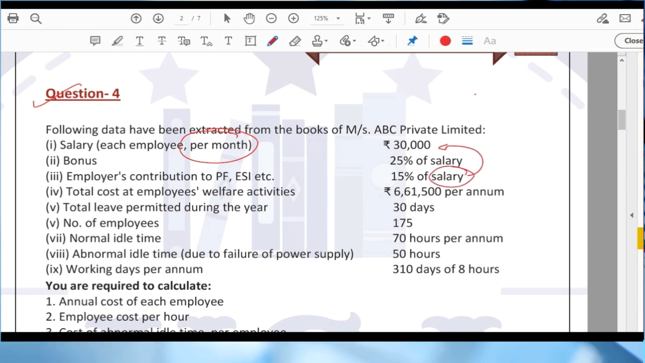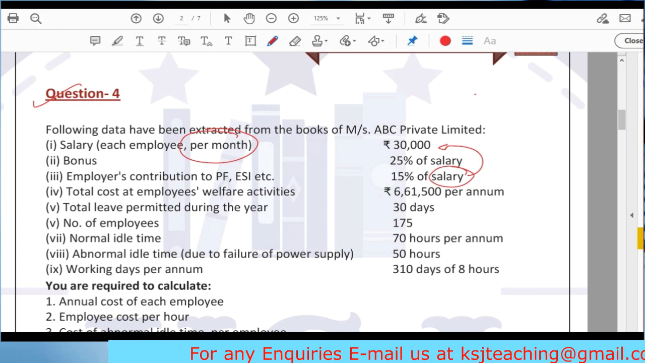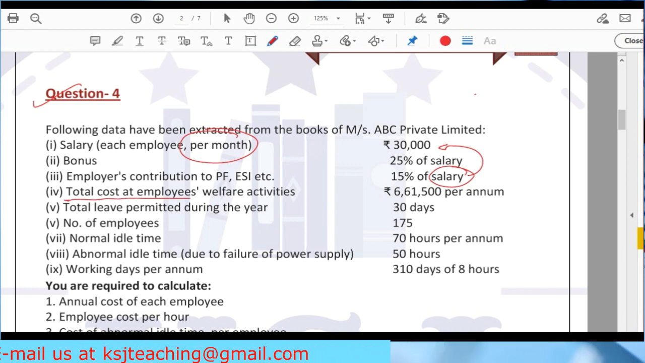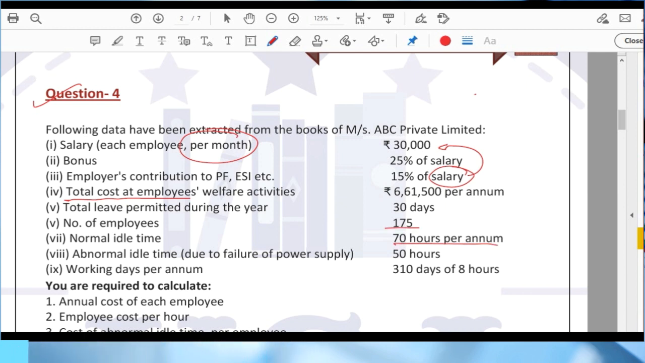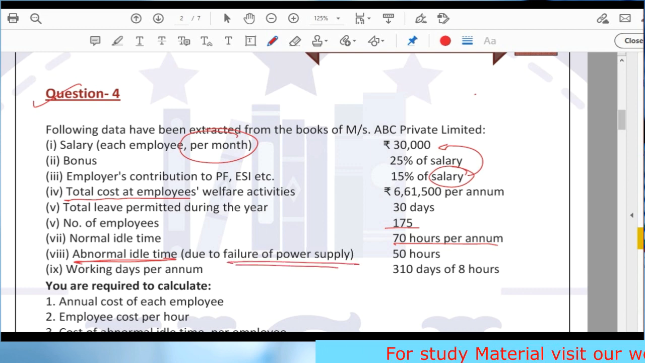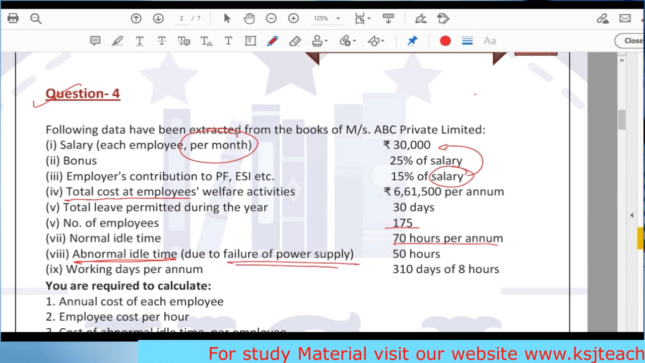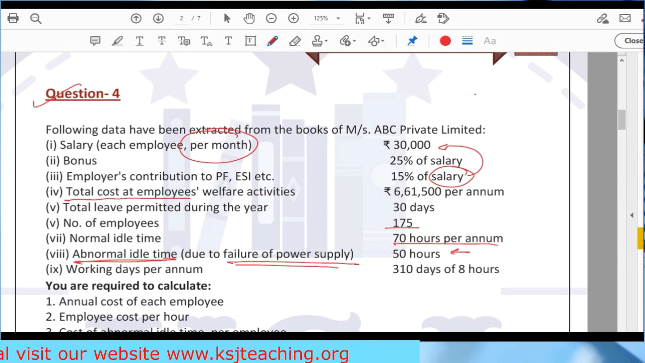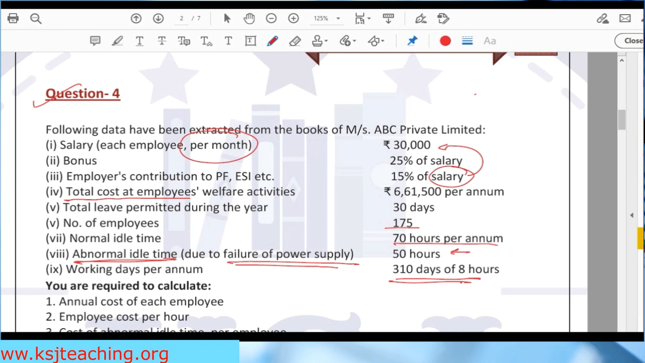Total cost of employees' welfare activities is 6,61,500 per annum. Total leave permitted during the year is 30 days. Number of employees is 175. Normal idle time 70 hours per annum. Abnormal idle time due to failure of power supply is 50 hours. Working days per annum is 310 days of 8 hours each. You are required to calculate the annual cost of each employee.